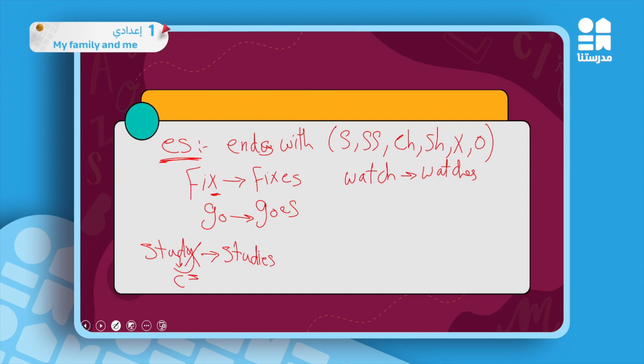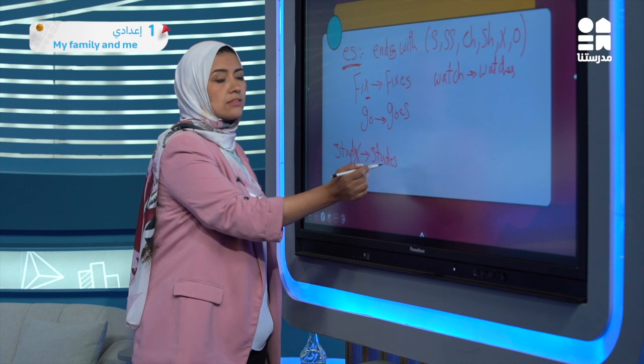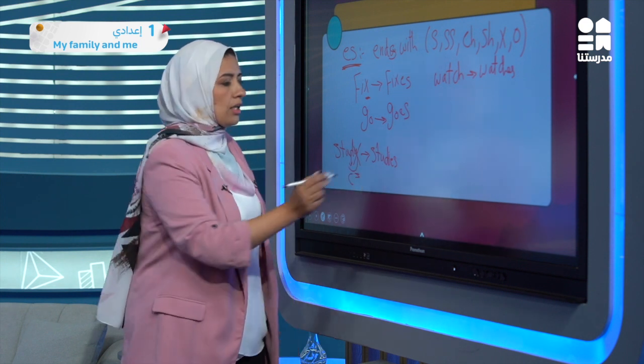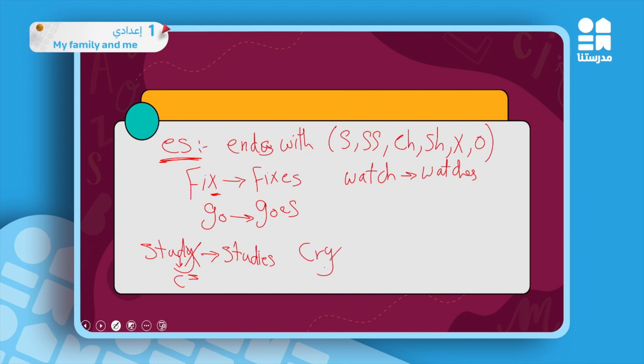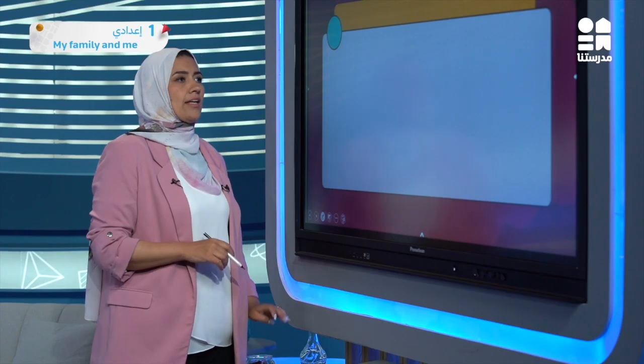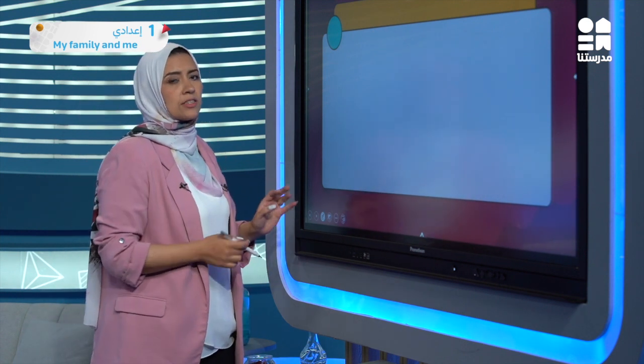Studies. تمام؟ يبقى again, if I have a verb that ends with Y preceded by a consonant, I'll cross the Y and add IES. Okay? Like the verb cry. I'll cross the Y and add IES. It will be cries. تمام؟ Okay, let's have some exercises or some examples to be sure that you get this point.